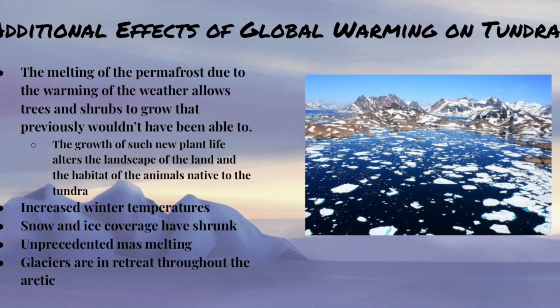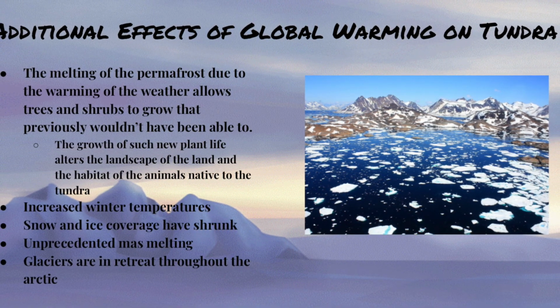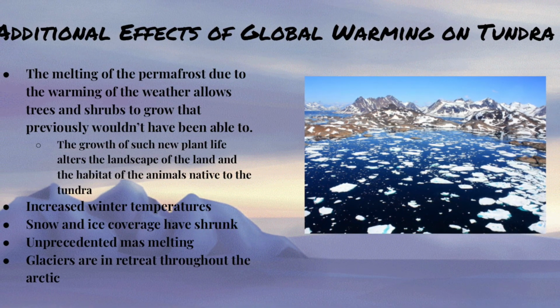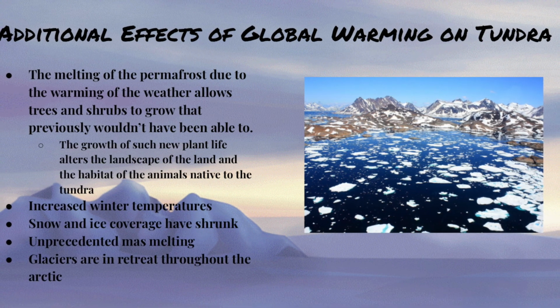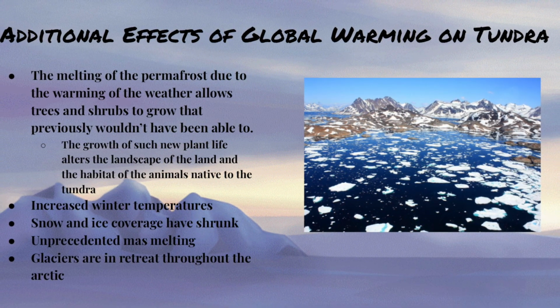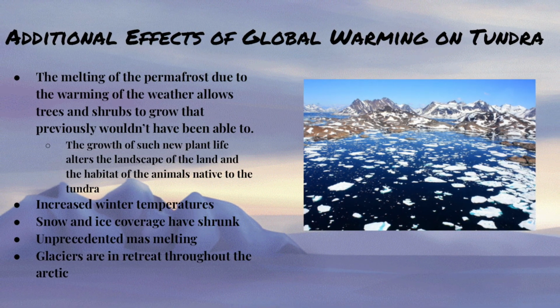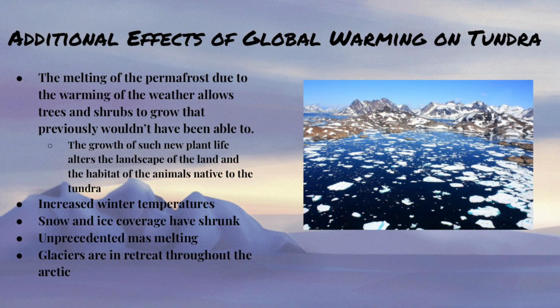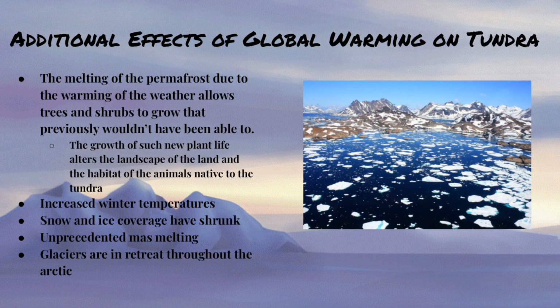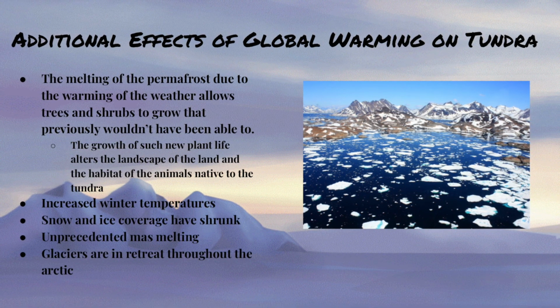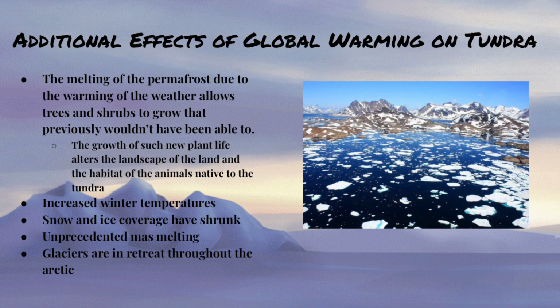However, global warming has significantly increased winter temperatures and snow and ice coverage has shrunk. There has been unprecedented mass melting and glaciers are in retreat throughout the tundra. Global warming has led to glacier melting, which leads to a loss in animal habitats. Tree lines have changed their positions and locations considerably. However, Arctic plants are better able to adapt to a warming world, and wide dispersal of seeds could ensure survival.